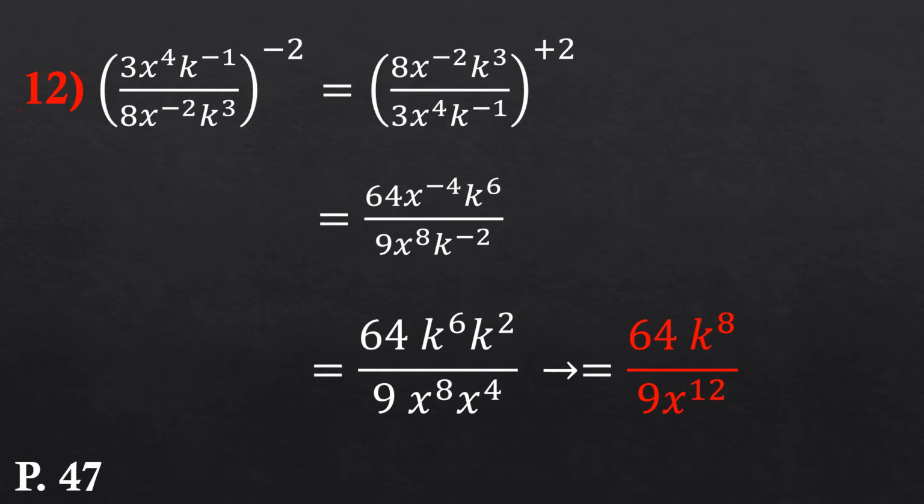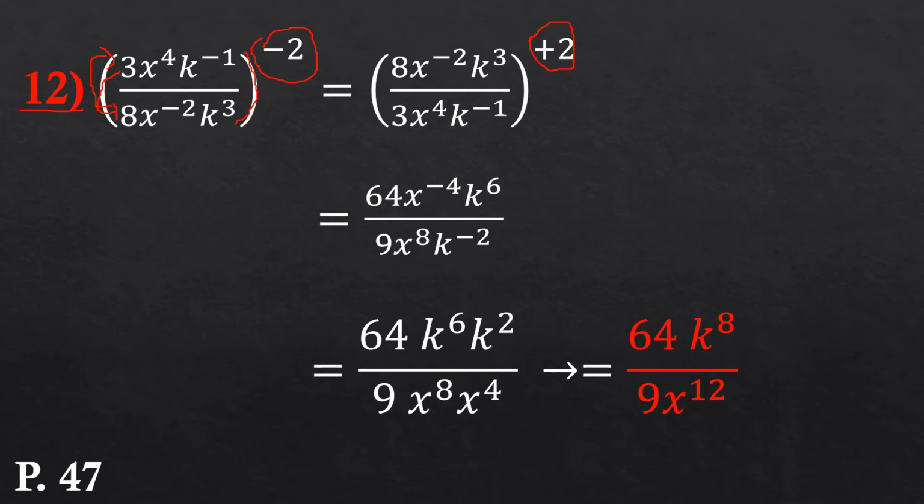Okay, student number 12, we have (3x^(4k-1) x 8x^(-2k^3))^(-2). Okay, since we have a negative power here, we will change the positions of denominator and numerator. Denominator up, numerator down. By changing their position, we get a positive power. So always try to make your powers positive numbers, not negative numbers.